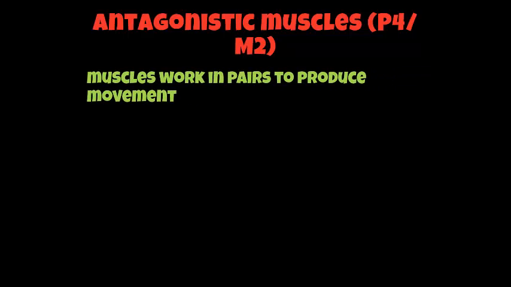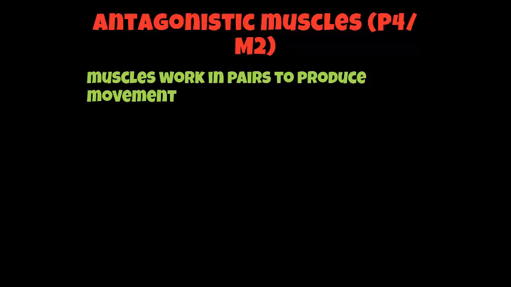Okay, so that's contractions. We're now looking at something called antagonistic muscles. And to do this you achieve P4 and M2. M2 is applying it to sport. P4 is the basic definitions. So first of all, some basic information for you.